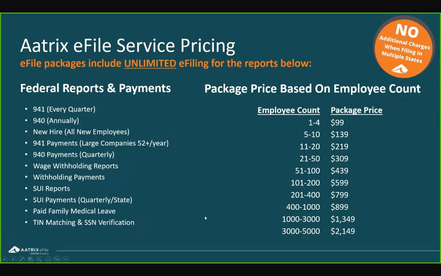So for example, if you are a company that has maybe up to 100 employees, you would be looking at your package price for the year for $439. This package does not include the W-2s or the 1099s or the 1095s. Just want to make that clear. It is just simply the federal and state withholding, new hire, and unemployment payment type forms.